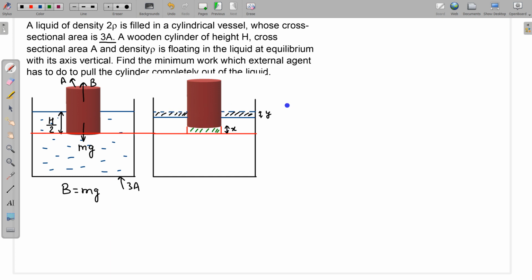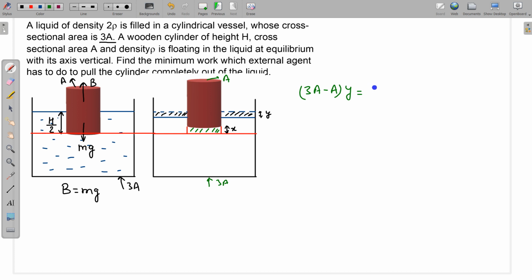So let me equate these two volumes. Cross-sectional area here and here we can take as 2a, because this is a and the total cross-sectional area is 3a. So obviously this liquid is occupying a cross-sectional area equal to 2a. So 3a minus a is the cross-sectional area occupied by this liquid, which is now occupying this volume. So (3a minus a) multiplied by y is the liquid which was earlier here, now this liquid is here.